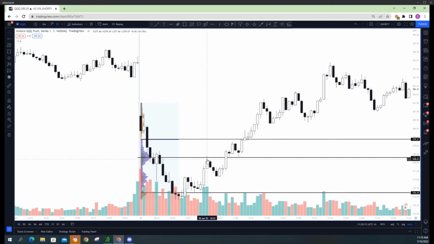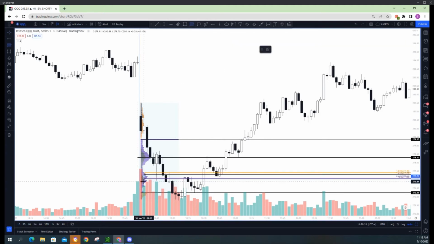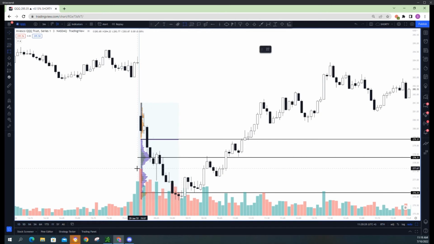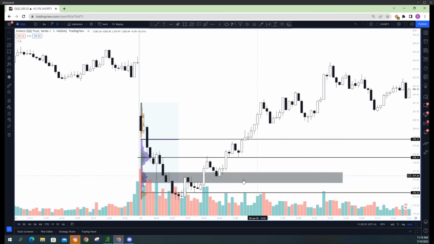So my first entry would have been the short right here at the POC, and that probably would have worked out, 278 to about 270. And you should know by now that this right here was your low volume cluster that you probably should get out. Right, so if you shorted here, this would have been your first get out entry.